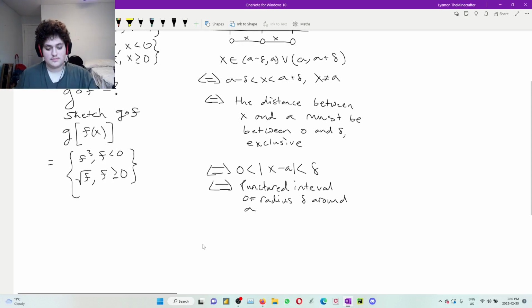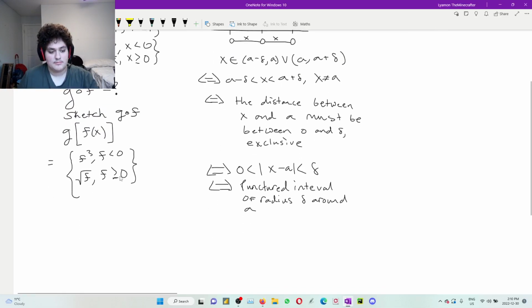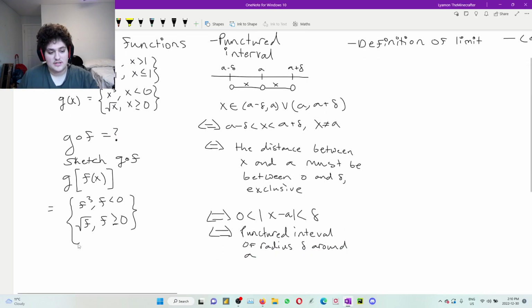So the next step is to basically solve these inequalities. So we want to see when is f less than 0. x squared is never going to be less than 0 because it's always greater or equal to 0. So we're just left with x plus 1. f of x equals x plus 1 when x is less than or equal to 1.